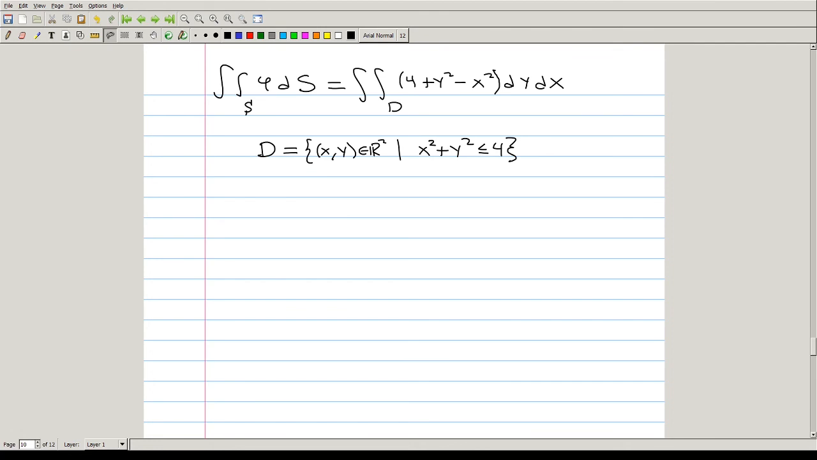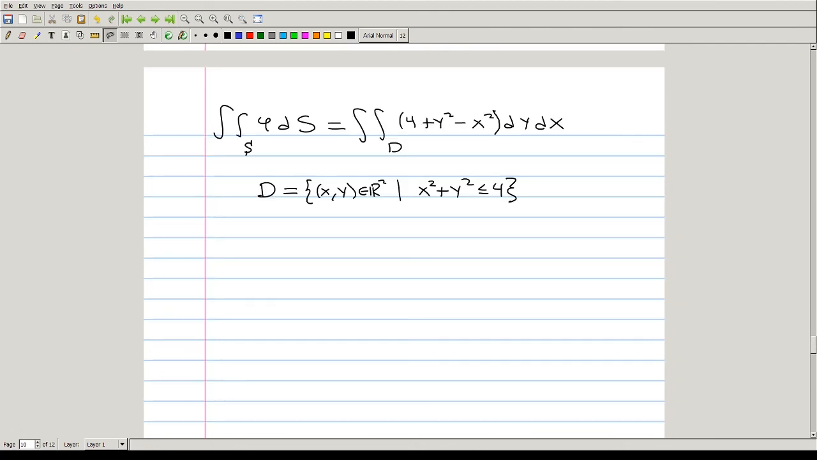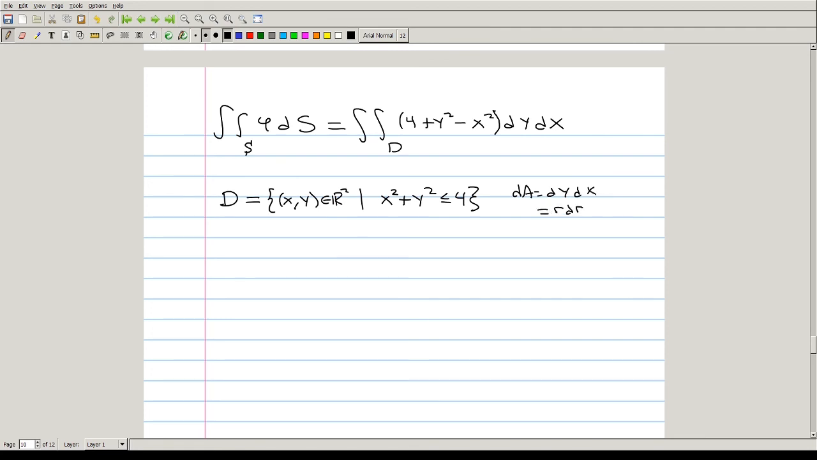Because of the polar symmetry in this region, the most natural coordinate system to do this double integral in is definitely polar coordinates. If you remember from your multivariable calculus class for double integration, polar coordinates gives you a dA, or dy dx, of r dr d theta. And this region is much nicer in polar coordinates.